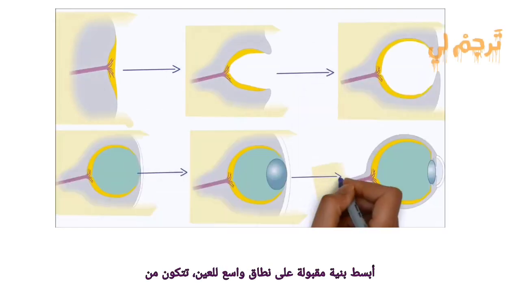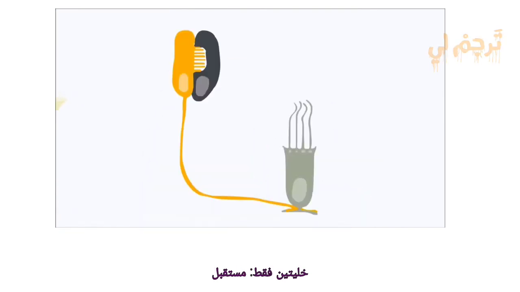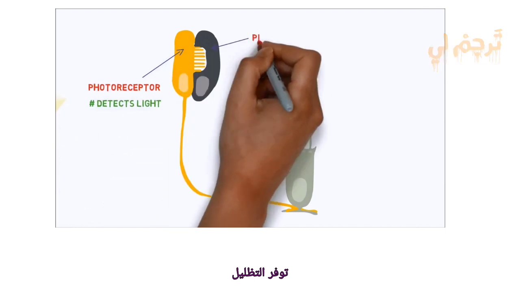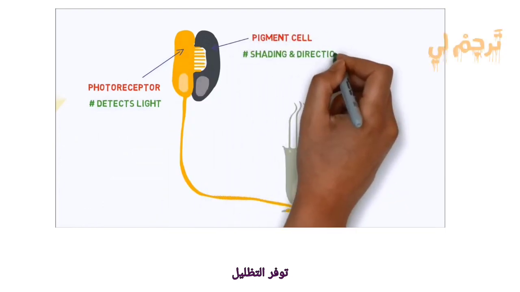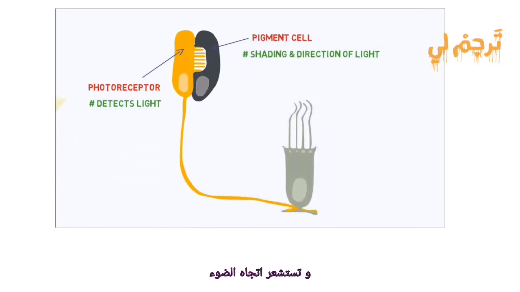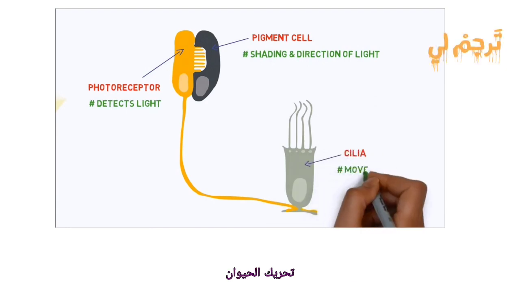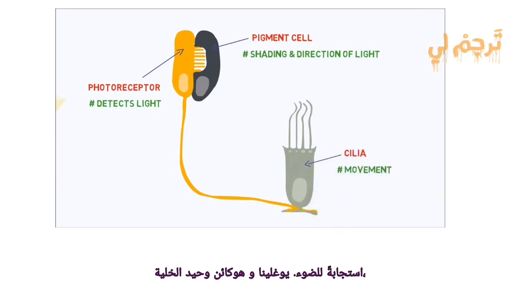eyes. The most basic structure that is widely accepted as an eye has just two cells: a photoreceptor that detects light, and a pigment cell that provides shading and senses the direction of light. The photoreceptor connects to ciliated cells, which engage to move the animal in response to light.